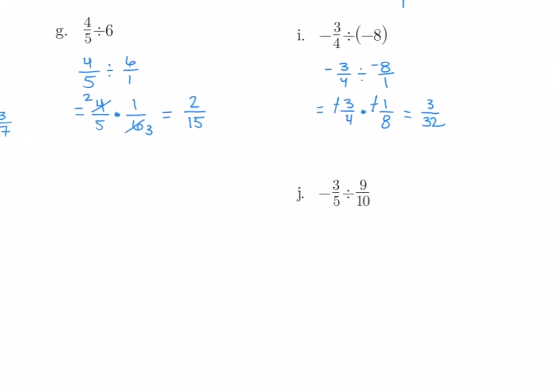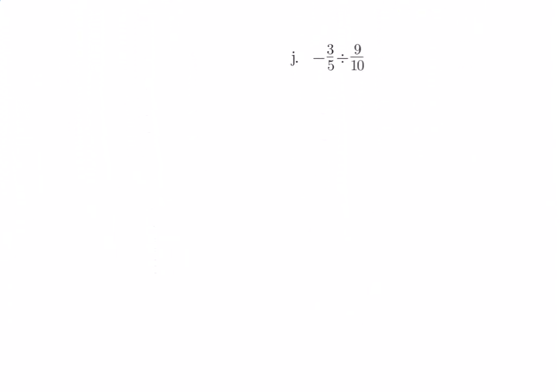All right, last example for this section. We have -3/5 divided by 9/10. So we're going to copy the first fraction, dot, flip the second fraction. We get 10 over 9.